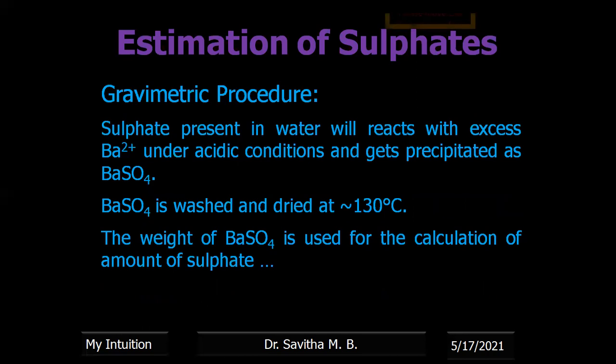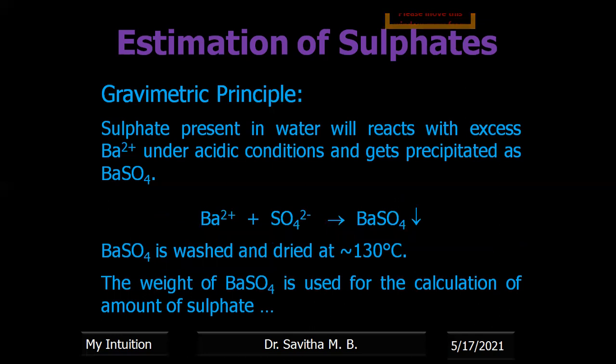Sulfate present in the water will react with excess barium ions under acidic condition and get precipitated as barium sulfate. Now this barium sulfate is washed and dried at around 130 degrees, and then the weight of barium sulfate is used for the estimation of the sulfate present.